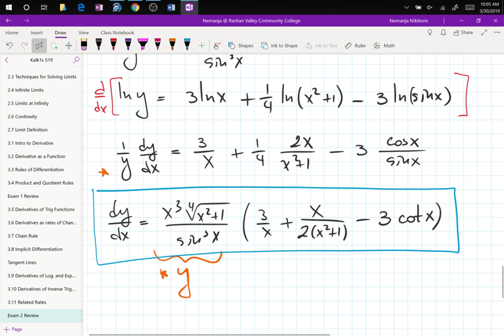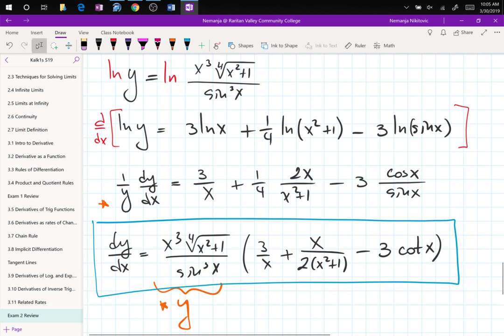Now again, if you are able to mentally take this derivative without writing all of these steps, just don't mess it up, right? Because then there are no steps for partial credit. So you either write out the steps or you practice this so much that you know you won't make a mistake by writing down the answer.